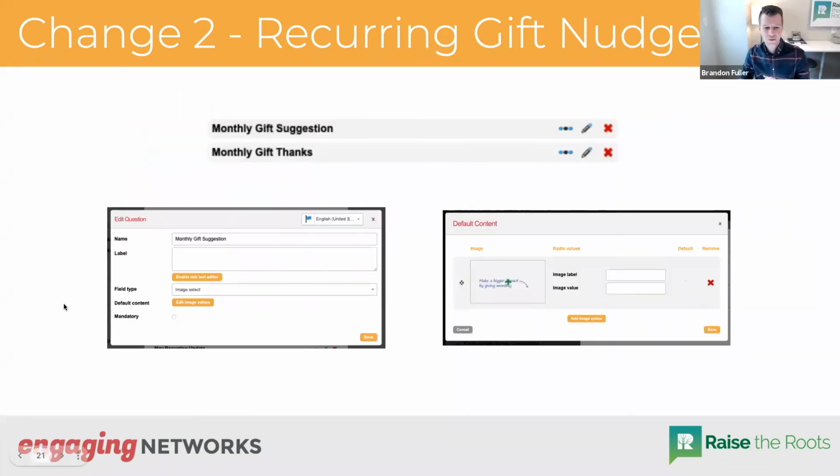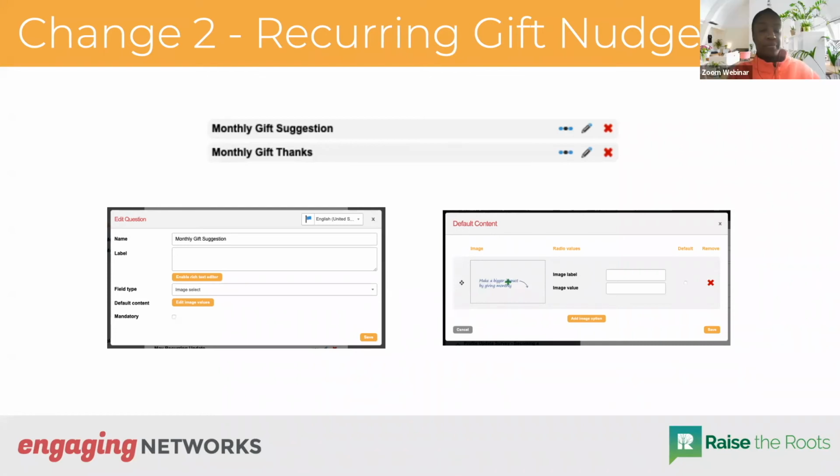Yeah, and the way that we did this was we created 2 questions. So in Engaging Networks, you have fields, but then you also have questions that you can create. And we created 2 new questions, one called monthly gift suggestion and one called monthly gift thanks. And for each of these, we used a field type called image select.